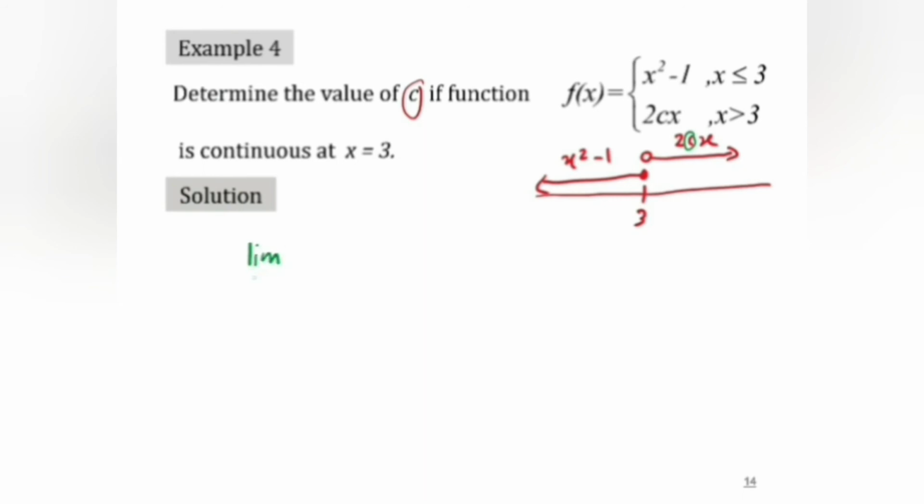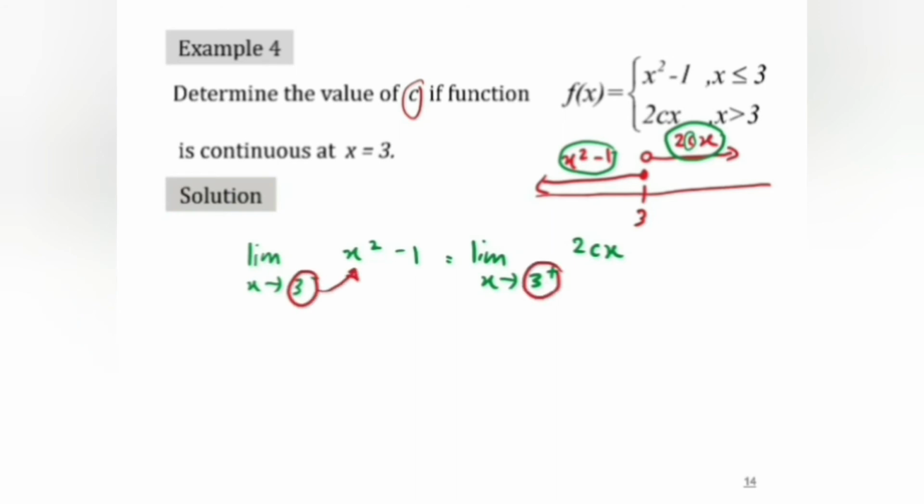So since it is continuous, we can apply the second condition of continuity, which states that the left hand limit equals the right hand limit. For the left hand limit, we have to use the function x squared minus 1. For the right hand limit, we have to use the function 2cx, and then just substitute the value of x into the function. You will get 3 squared minus 1 equals 2c times 3. On the left hand side we get 8, on the right side we get 6c. So that means c is 4 over 3.